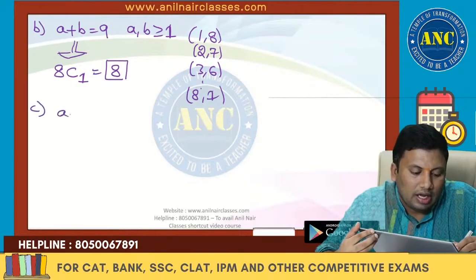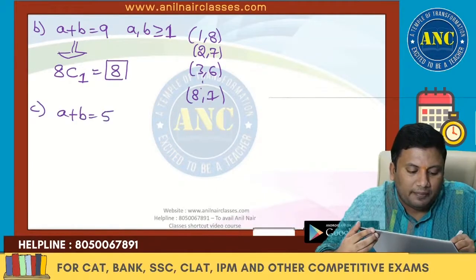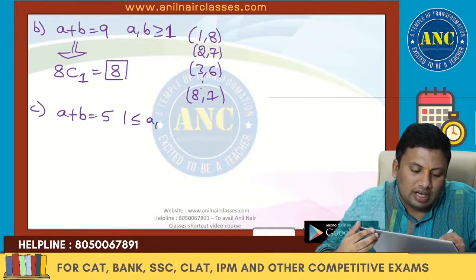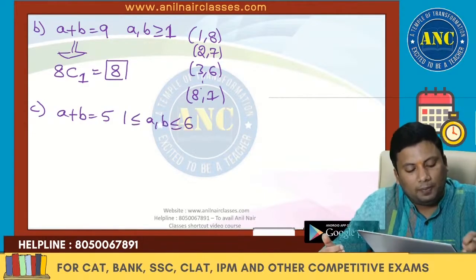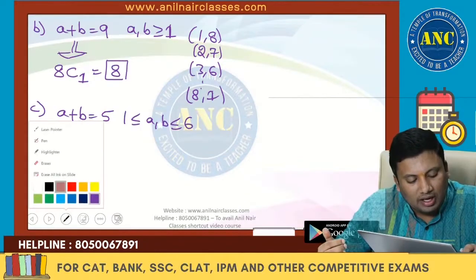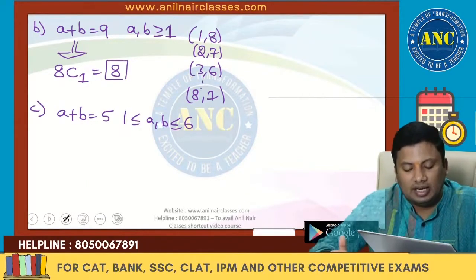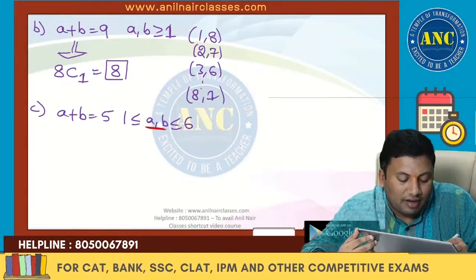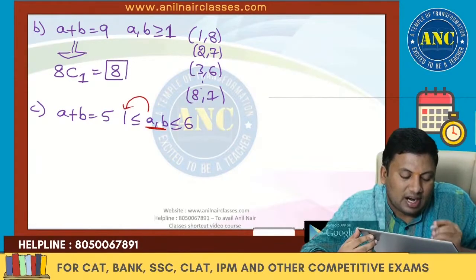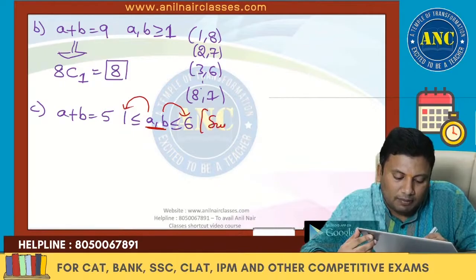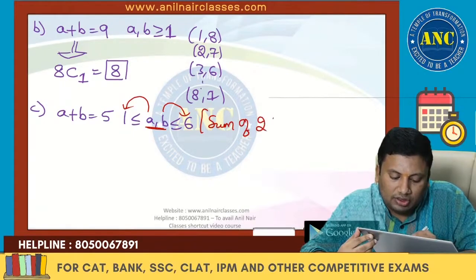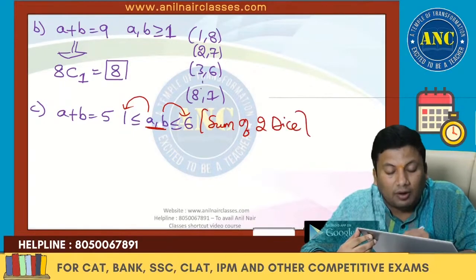Third question. A plus B equivalent to 5, where 1 is less than or equivalent to A, B, which is less than or equivalent to 6. The value of the variables starts from 1 and ends at 6. This is nothing but the sum of 2 dice. Are you all with me?